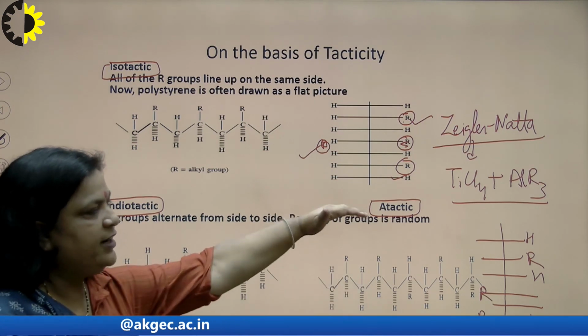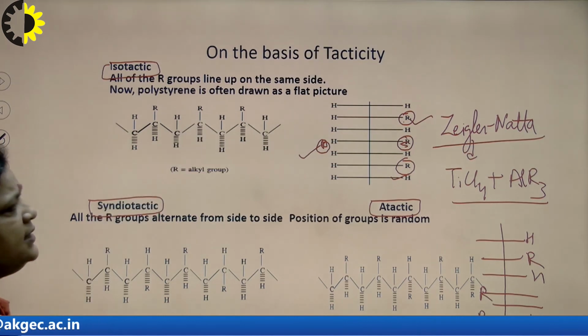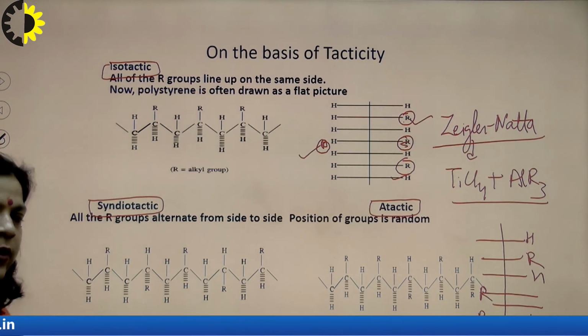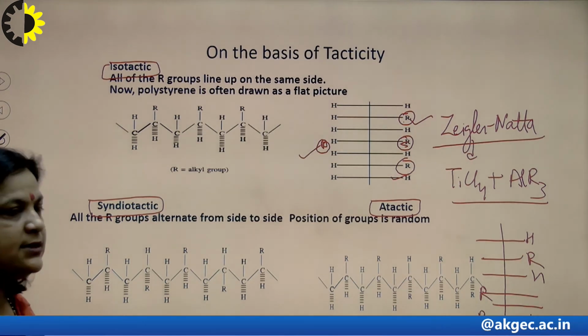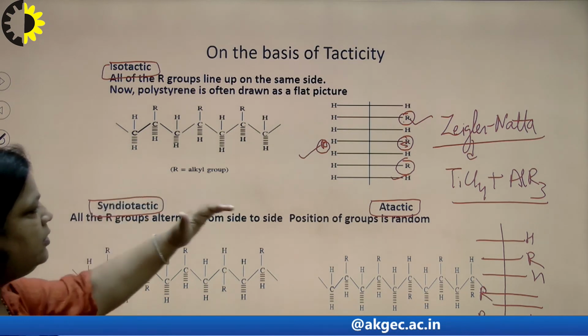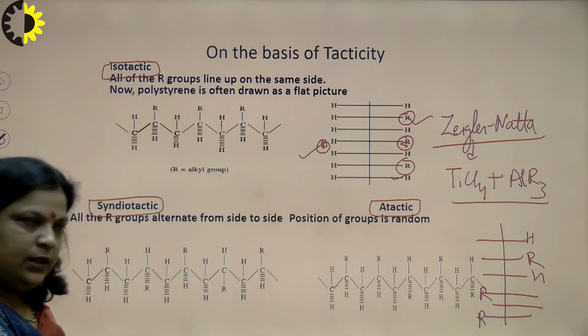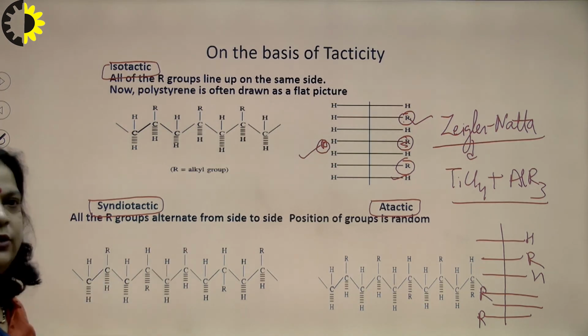This type of arrangement is called atactic polymer, and generally we find tacticity in homopolymers. The other classification I will discuss in the next lecture. So, on the basis of tacticity: iso, syndio and atactic. Now, I am finishing this lecture here, and in the next lecture we will continue this. Thank you.